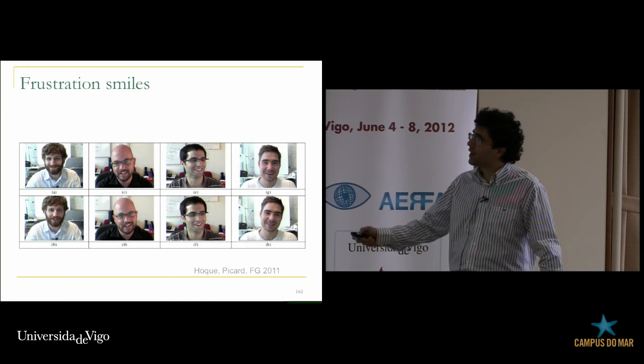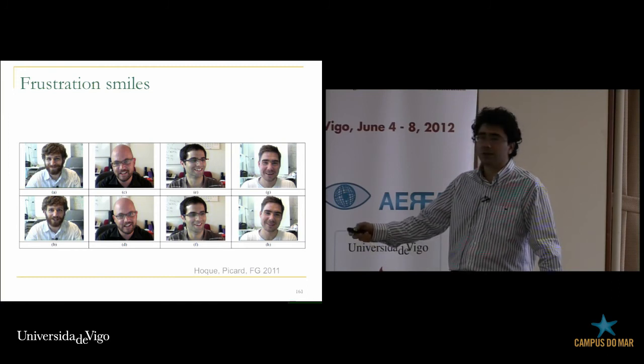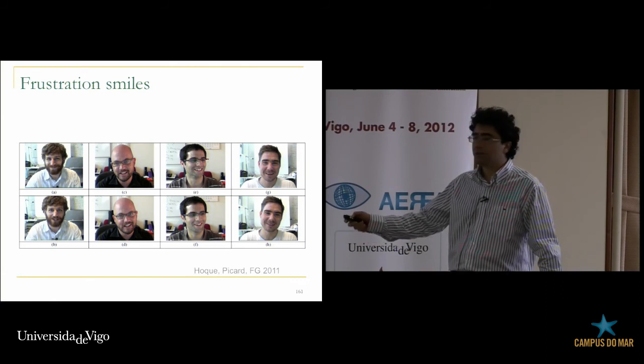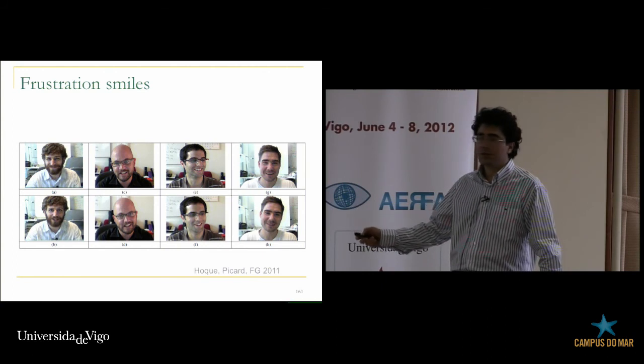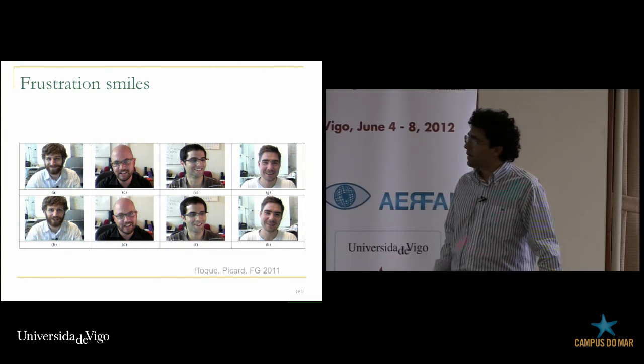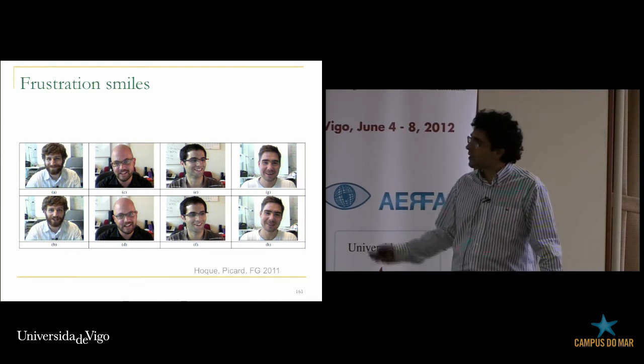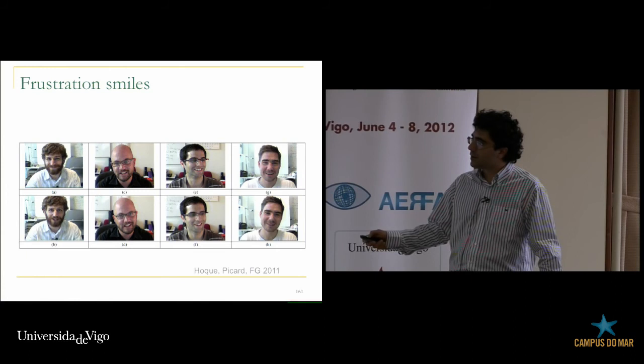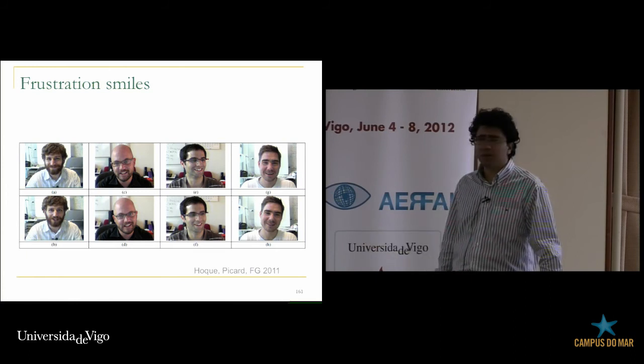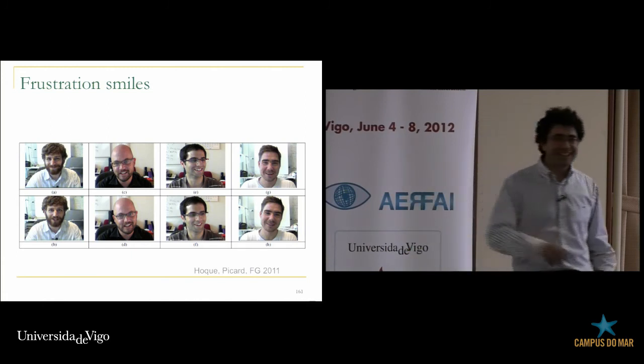So who says that this one is a frustration smile? What about this one? What about this one? No? This one? Okay. Well, people are very bad. I mean, they perform almost at the chance level. This one is a frustration smile. This one, and this one. Or the other way around. I'm not sure. I'm also very bad.